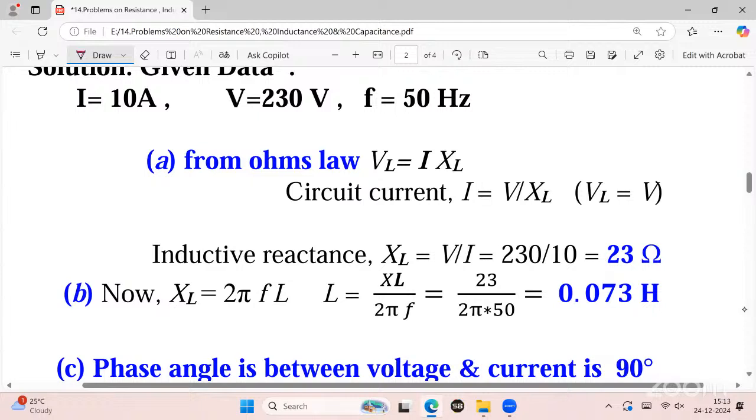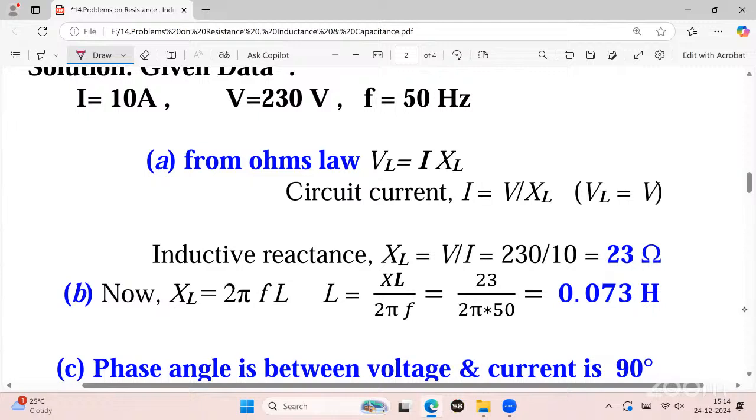Now I want L. B bit, inductance L. I need the L value. L is measured in Henry, H. That we have to find out. How can you find out L? XL is equal to 2 pi FL. You know XL, you know F. Can you find out L? Yes, you can find out L. Apply the formula: XL is equal to 2 pi FL.